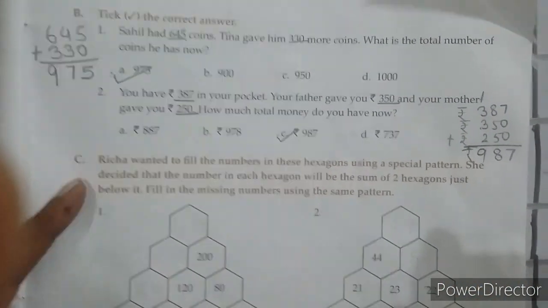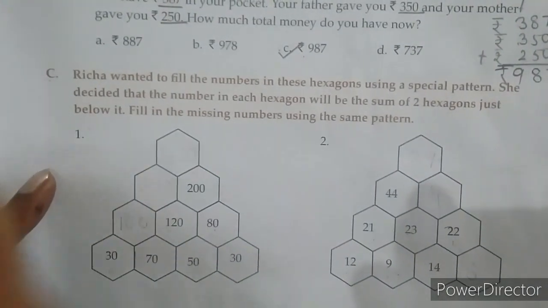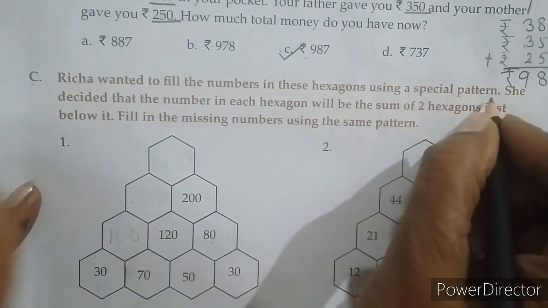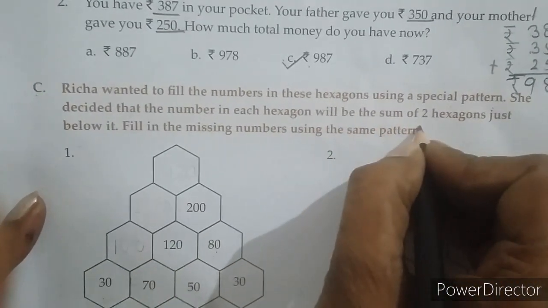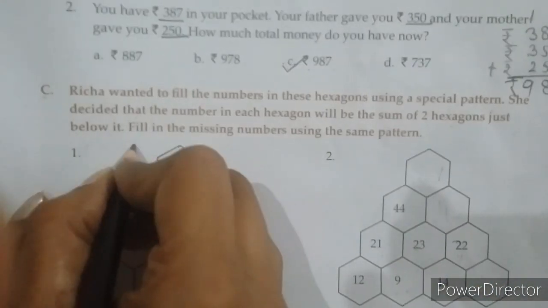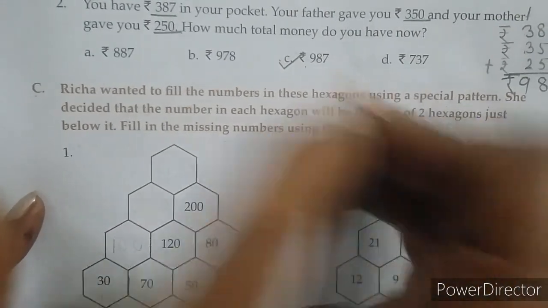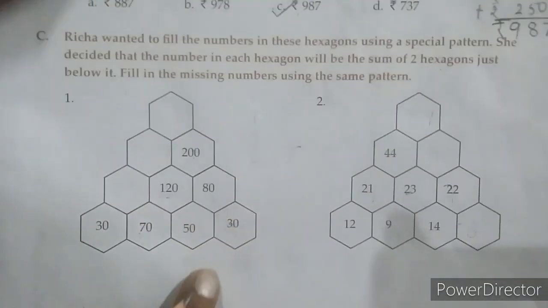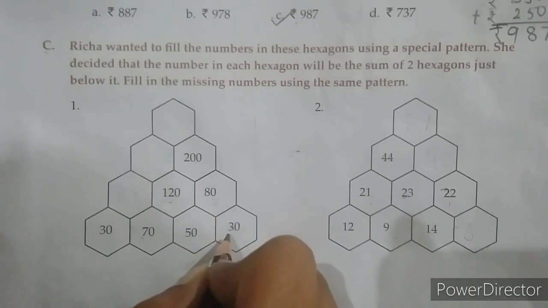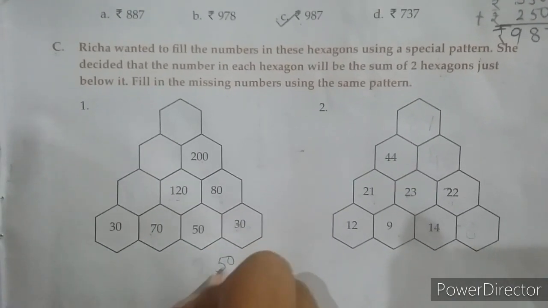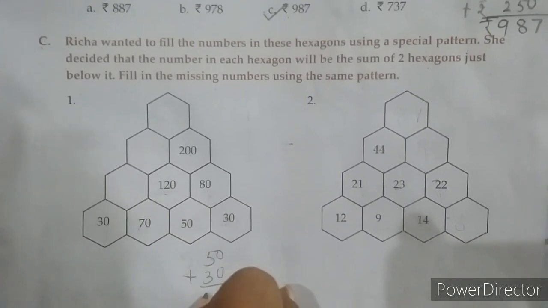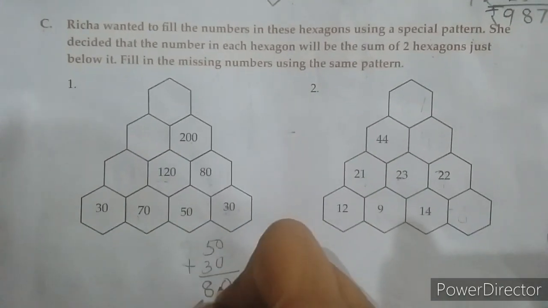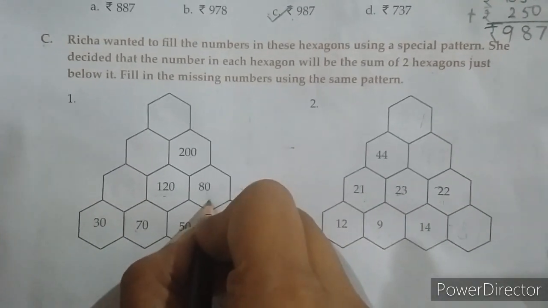Worksheet 3.6, question number C. Richa wanted to fill the numbers in these hexagons. Using a special pattern, she decided that the number in each hexagon will be the sum of two hexagons just below it. Fill in the missing numbers using the same pattern. So see the pattern, students. See, 50 plus 30. So 0, 0, 0, 5, 3, 8. See, so 50 plus 30 is equal to 80.